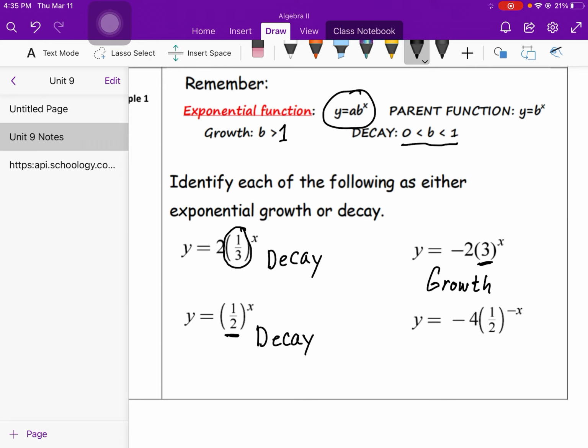And this last one is kind of tricky because be careful and note the negative exponent on this one. What that negative exponent is going to do is actually be the reciprocal. And the reciprocal of 1/2 is 2/1, and that's greater than 1. So this is actually growth as well. Kind of a tricky question.